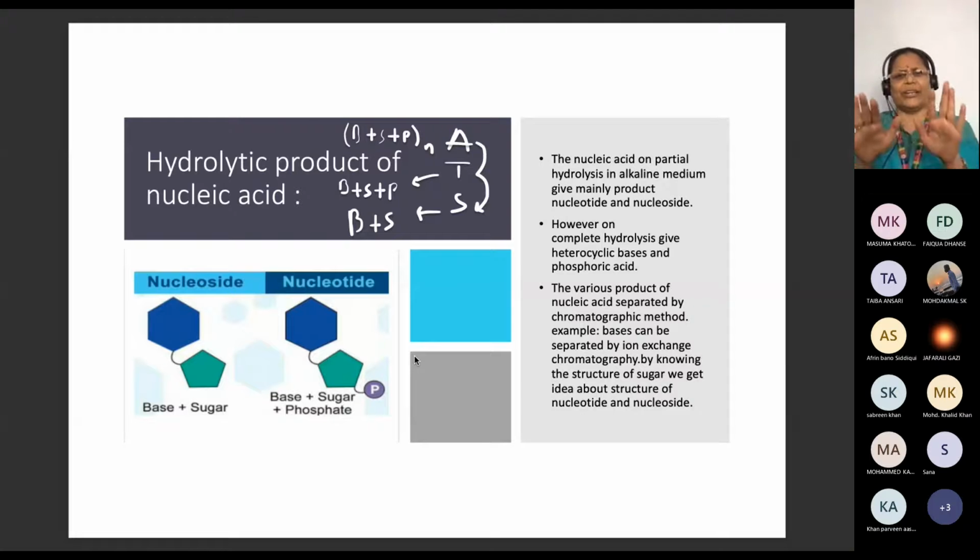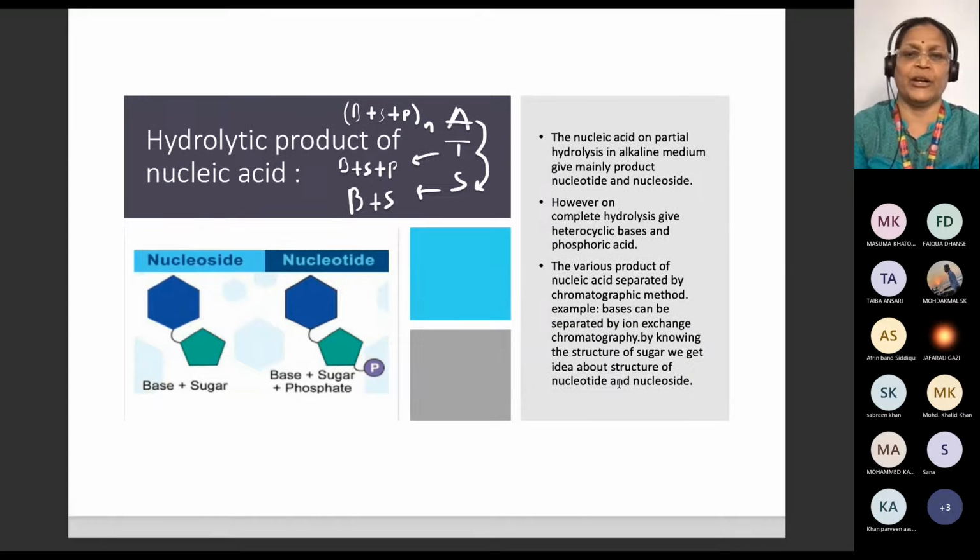We are going to do it in detail, don't worry. So what is mentioned here? The nucleic acid on partial hydrolysis in alkaline medium gives mainly nucleoside and nucleotide. However, on complete hydrolysis, it is going to give heterocyclic bases and phosphoric acid. The various products of nucleic acid are separated by chromatographic methods. For example, bases can be separated by ion exchange chromatography, and by knowing the structure of sugar, we can get an idea about the nucleotide and nucleoside.